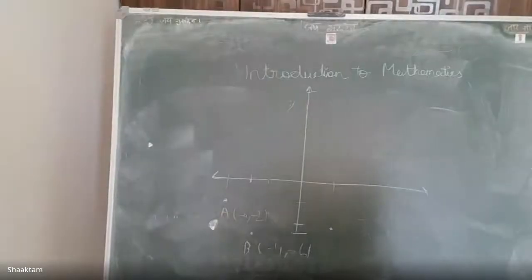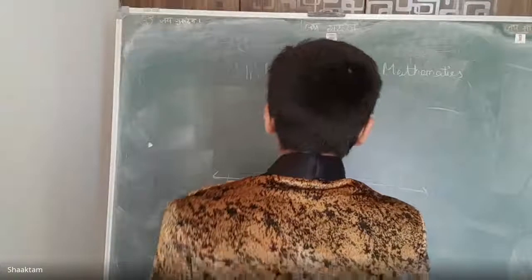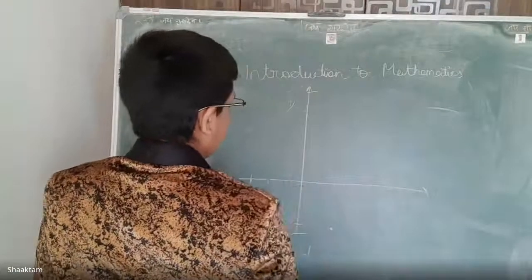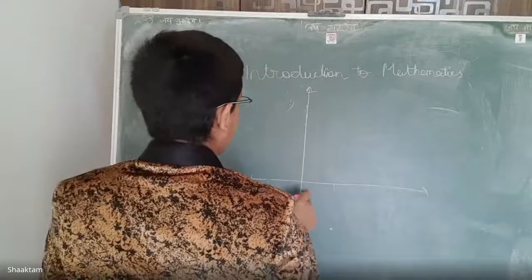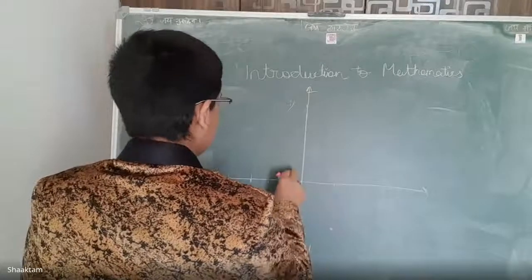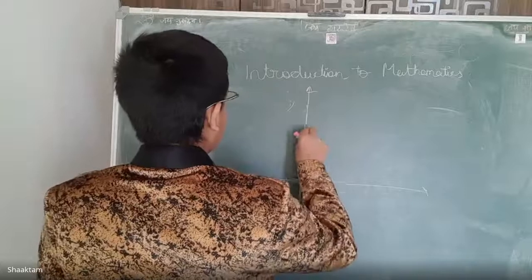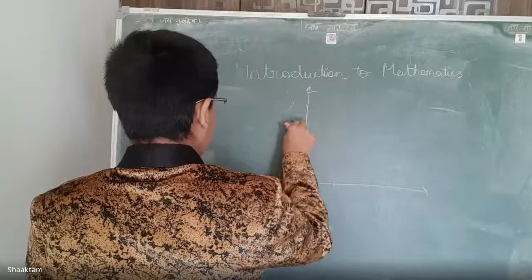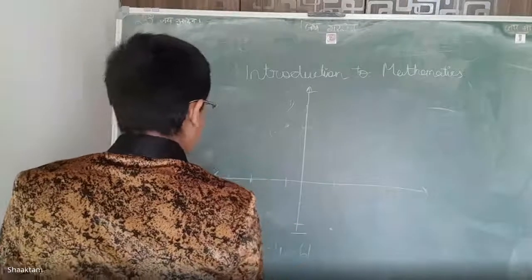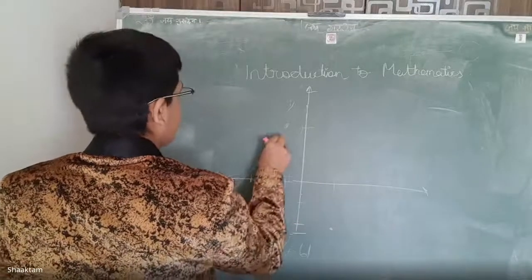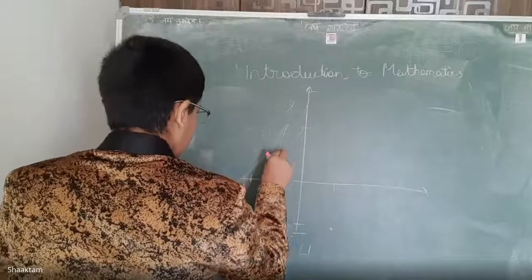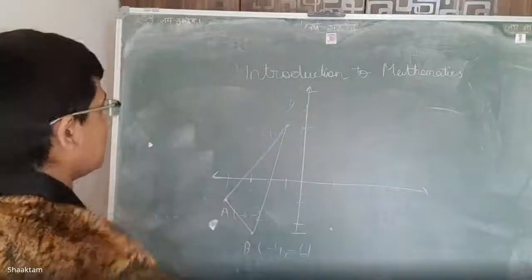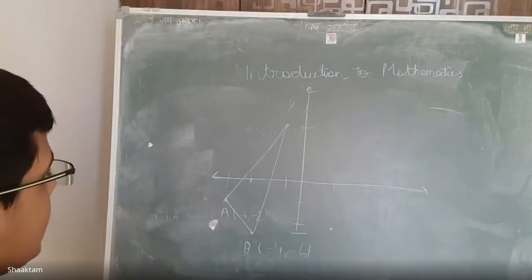And then the final point is minus 2, comma 5. Minus 2 will be, let's say, here. Sorry, minus 2 will be here. Comma 5 will be, say, here. And then this is C, which is minus 2, comma 5. And then you're making a triangle. So triangle here. Okay, so you have to find the area of this triangle.